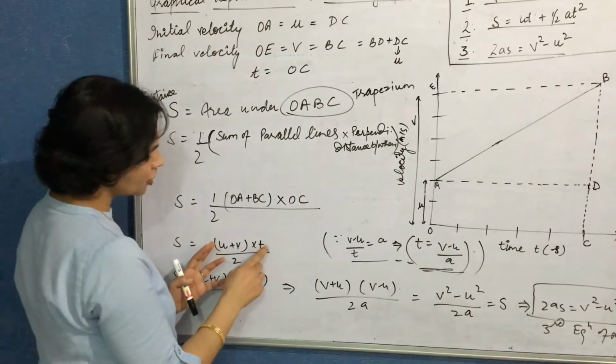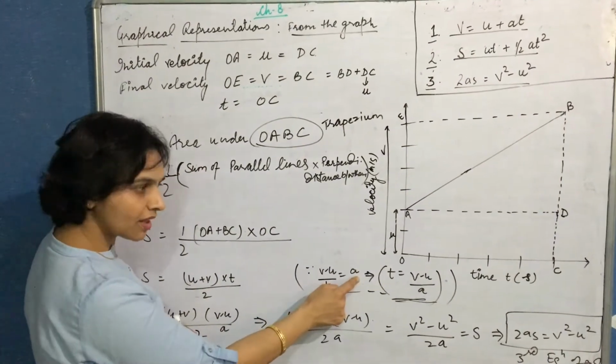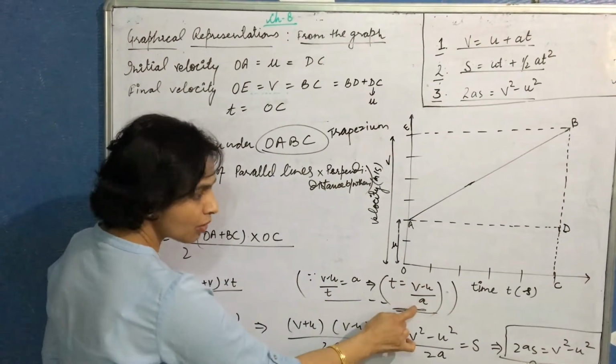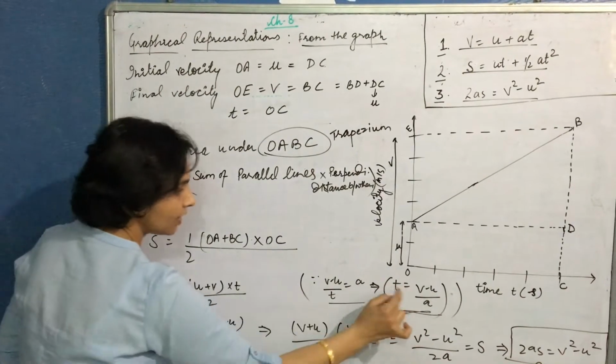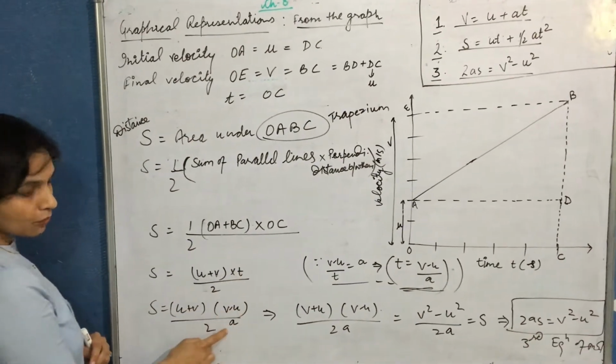But now we rearrange the value of t. As we know, (v minus u) upon t is what? a. So just rearrange it. t is what? (v minus u) upon a. So this value of t is to be put here, (v minus u) upon a.